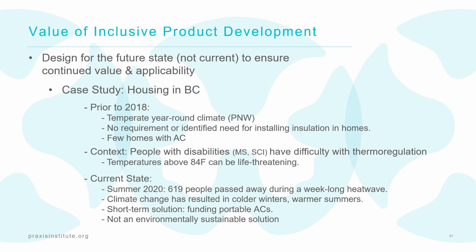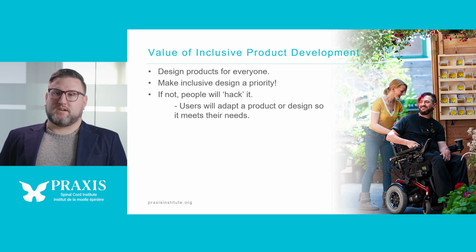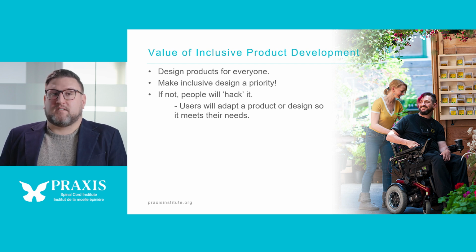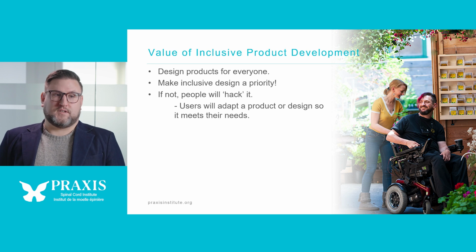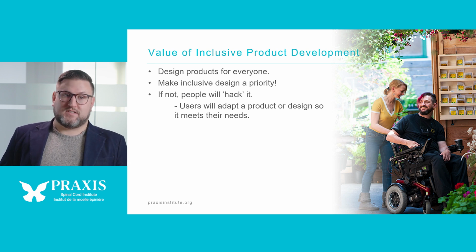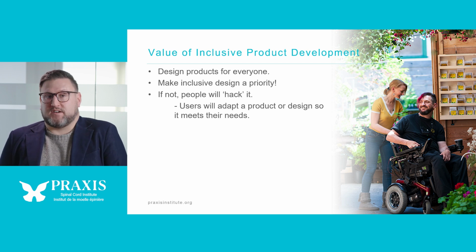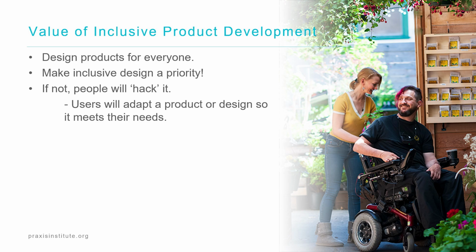The value of inclusive product development is that you're really trying to design products and services for everyone. We can't stress enough just how important it is to make inclusive design a priority. By not having inclusive design, people are going to hack your product. Users will adapt a design so that it meets their needs. A case study in the SCI community is that a lot of individuals have hacked their power chairs to add rain protection or add a charger, or they've done multiple things that the current product that they live in, day in and day out, doesn't do, so they've hacked it so that it works for them. They've personalized it for them.